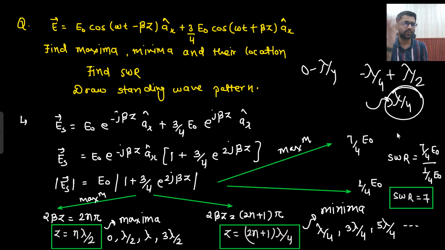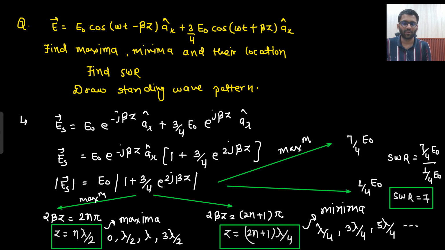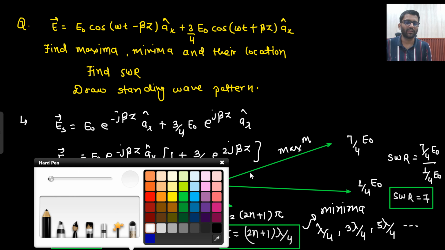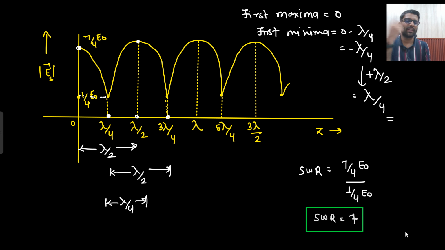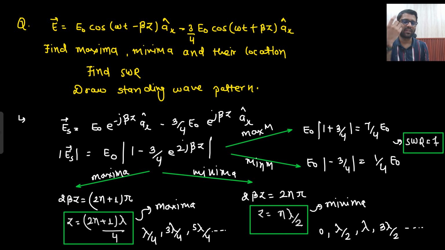Why am I doing plus lambda by 2? Because minus lambda by 4 is not even accepted. So my next minima will occur lambda by 2 apart. So minus lambda by 4 plus lambda by 2 will be plus lambda by 4. So my first minima will be at lambda by 4 and maxima at 0. So 0, lambda by 4, in that manner it will go. Is that clear to you? Then I draw the standing wave pattern as well. So in that manner we are studying it.